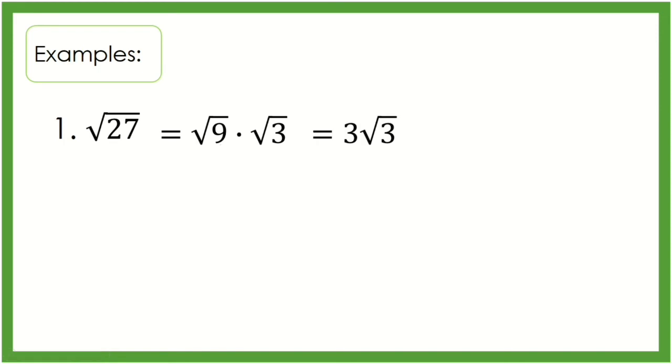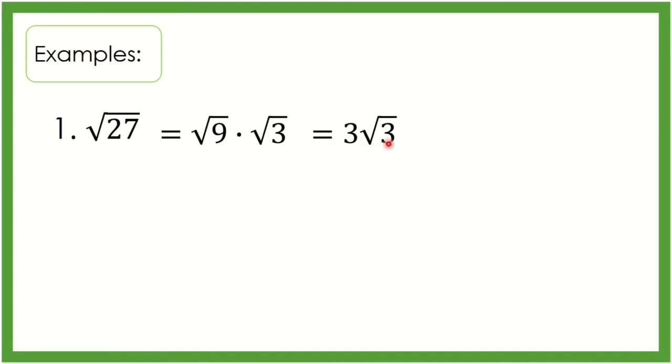Let us have examples. Let's simplify the following expressions using the second law of radicals. Okay, number 1 is square root of 27. Okay, so ang 27 ay hindi perfect square. Isip tayo ng factors ng 27 na mayroong perfect square. So, we have square root of 9 times square root of 3. So, 9 is a perfect square. So, 9 times 3 is 27. And then, square root of 9 is equal to 3.